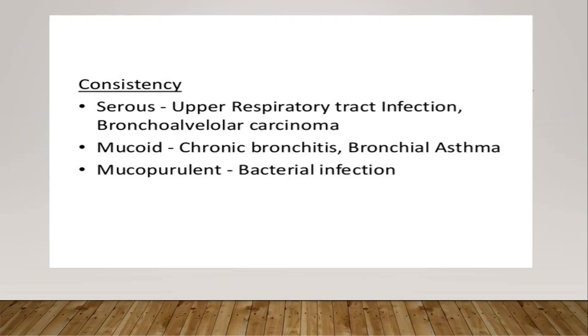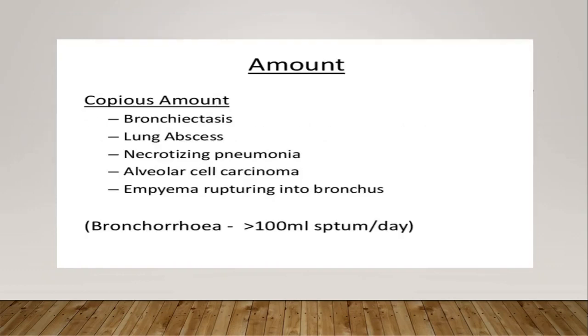Consistency: serous in upper respiratory tract infection, mucoid like in chronic bronchitis or bronchial asthma, mucopurulent in bacterial infection. Bronchiectasis can cause a copious amount of sputum production, as can lung abscess and necrotizing pneumonia.